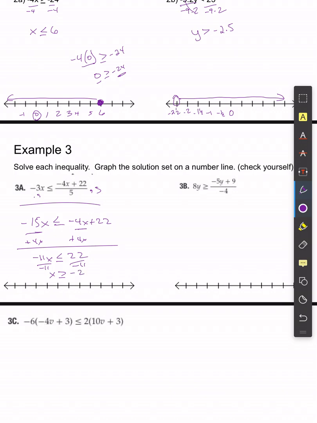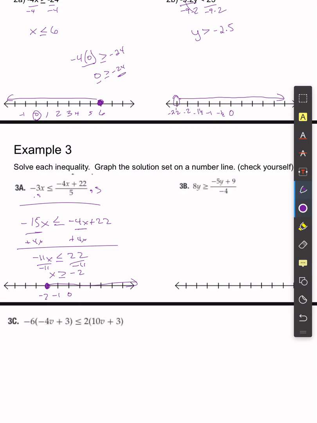So on 3a, when I go to graph this thing, what I need to do is I need to have a closed circle at negative 2. So let's put 0, negative 1, negative 2, closed circle. And it says the x values are greater than or equal to that guy. So we're going to go this way. Okay. All right, for 3b, very similar.